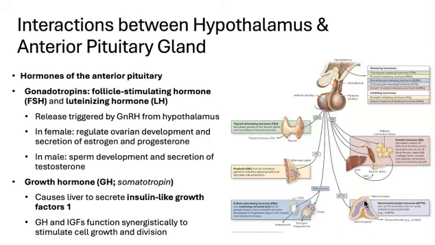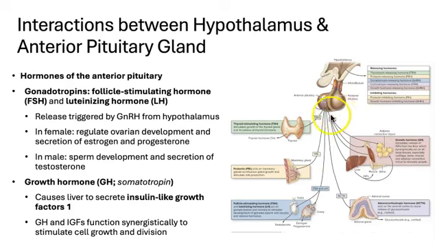Next, we have our gonadotropins. So the hypothalamus is going to secrete our gonadotropin releasing hormone that travels down to the anterior pituitary gland and tells it to synthesize and secrete the follicle stimulating hormone and luteinizing hormone. And in the female, it'll help regulate ovarian development and secretion of estrogen and progesterone. And in the male, we will see sperm development and secretion of testosterone.